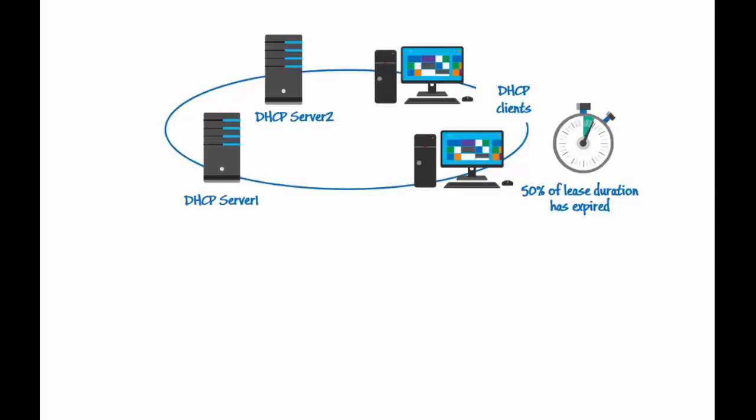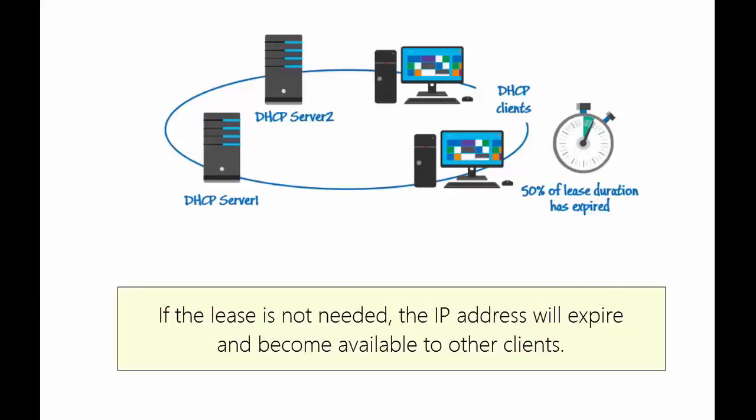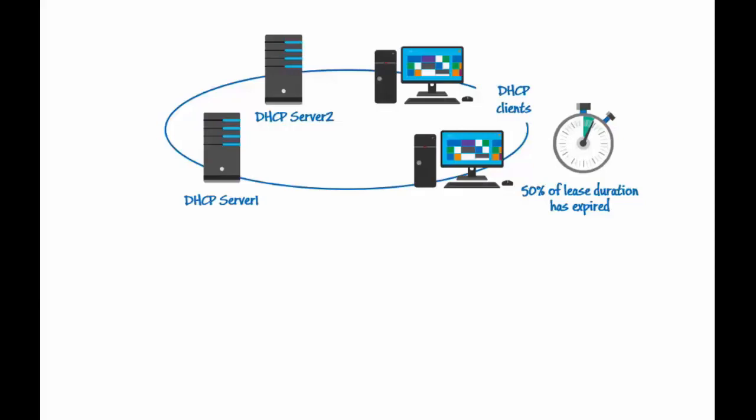Let's say at this point that a computer has stopped using its assigned IP address in the middle of its lease. For example, the computer was moved to another subnet or just removed entirely. Then the lease expires and becomes potentially available to other clients. So first, the DHCP client sends a unicast DHCP request packet and attempts to renew the lease.